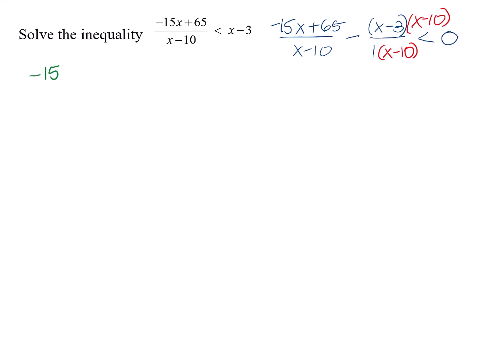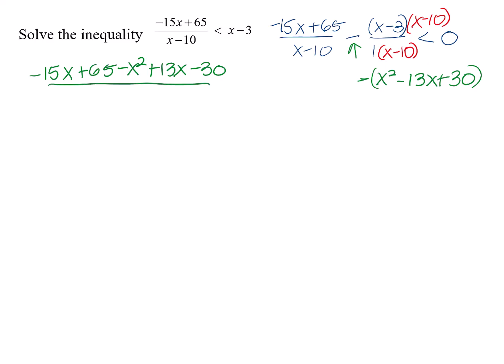So let's come over here and write down what we've got. We've got negative 15x plus 65. This will need to be FOILed, and we don't want to lose sight of this negative sign. I'm going to FOIL it just right below it so we make sure we've got it: x squared minus 13x plus 30. It's in parentheses with a negative in front, so as I write it over here, I'm going to distribute that negative. So it's going to be negative x squared plus 13x minus 30, and that whole thing is over x minus 10, and that is less than 0.